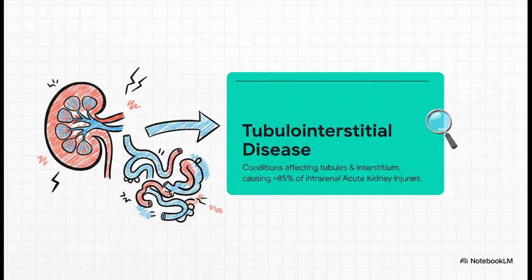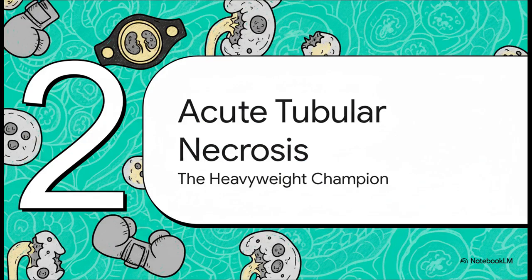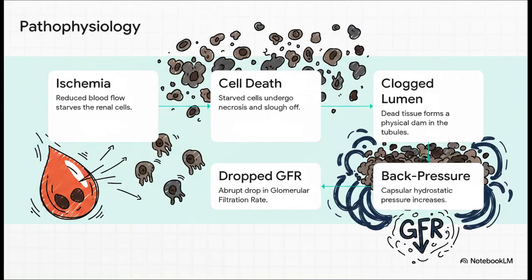It's a huge deal. Moving on to part 2, acute tubular necrosis, or ATN, the heavyweight champion here. Here's how this one plays out. When these cells are starved of oxygen, they undergo necrosis. They die and literally slough right off into the tubular lumen. Think of it like a physical dam being built in a river. The hydrostatic pressure builds up backward into the capsule, which makes new filtration basically impossible and causes your glomerular filtration rate, or GFR, to absolutely plummet.